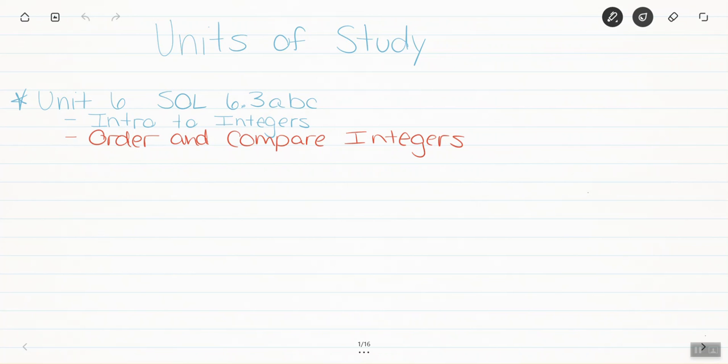Make sure you add into your notebook in the units of study up at the beginning the order and compare integers title so that you know what is in Unit 6. And once you have that written down, go ahead and flip until you reach the end of what we wrote previously for Unit 6, and we will start copying in our notes for today.